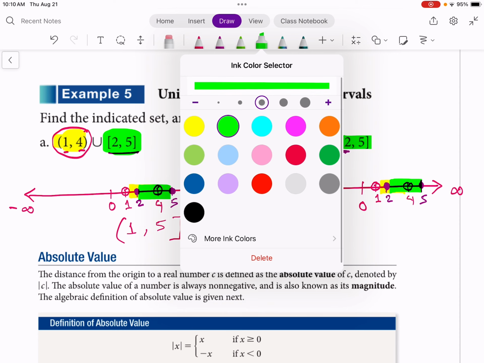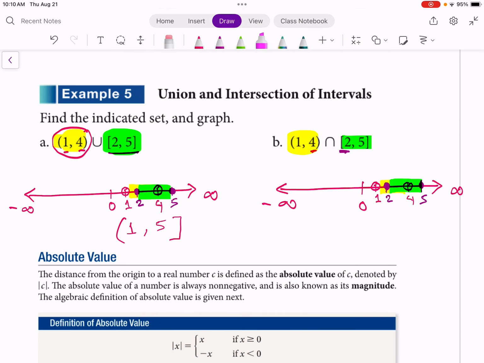Let me use a different color here. So let me use this one. Our target is finding the intersection of these two sets. So this red graph is our first set. Green graph is our second set.